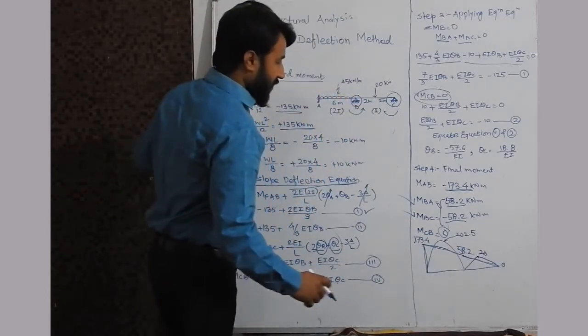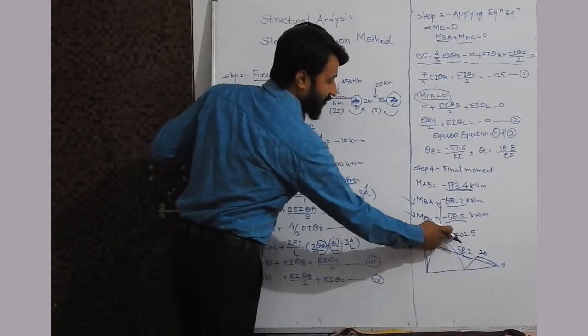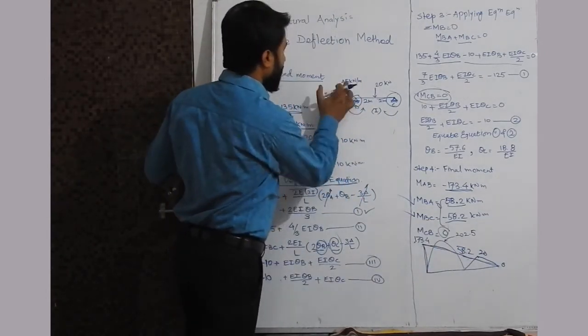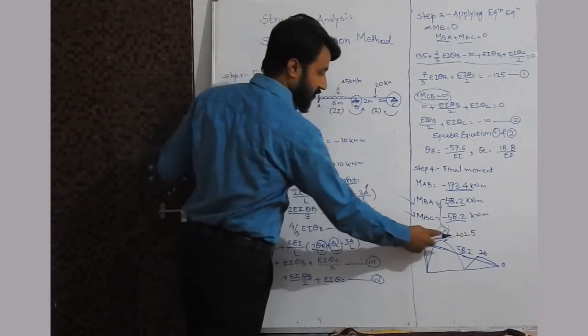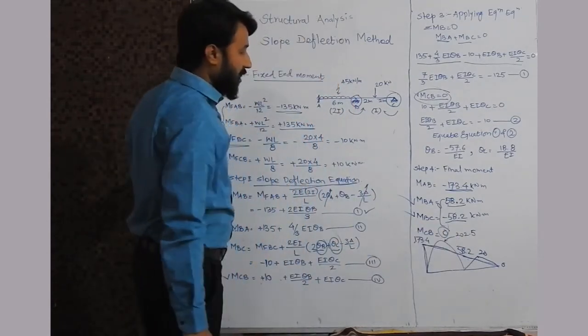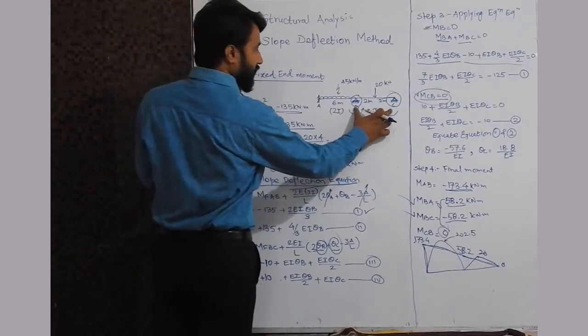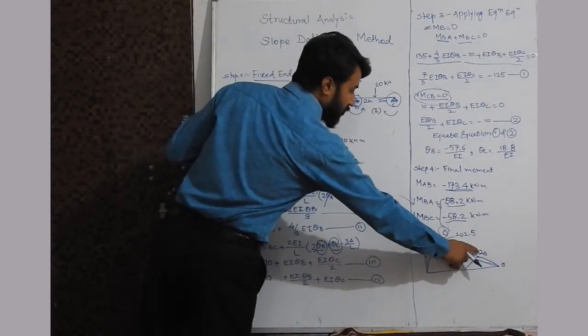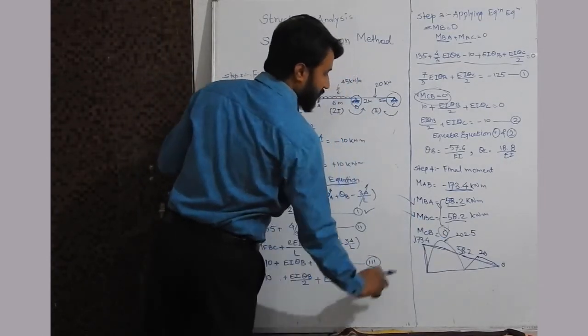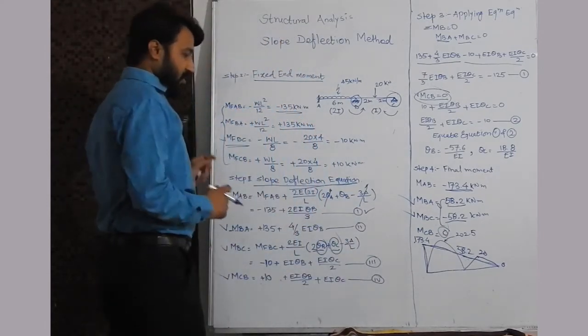Okay. Now we will calculate the free bending moment. So this is WL square by 8. As this is a UDL, 45 into 6 square divided by 8, you will get 202.5 kilonewton meter. And for the BC span, this is a central point load, so WL by 4 will be there, so the moment will be 20. So this is the final bending moment diagram.